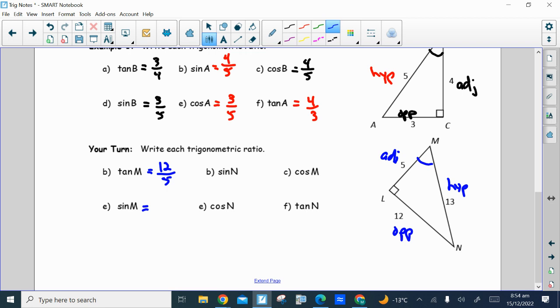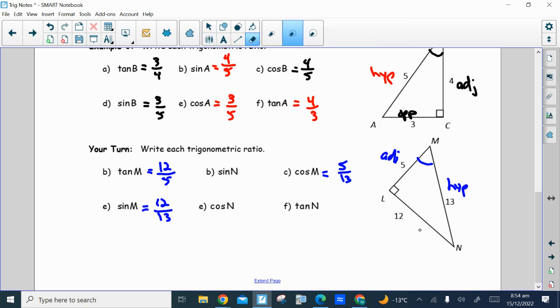Part E says, what is the sine of M? Well, the definition of sine is its opposite over hypotenuse. That'll be 12 over 13. And then the cosine of M, that's the only one we're missing now for angle M. Cosine is adjacent over hypotenuse. That'll be 5 over 13. So there's the three ratios for angle M.